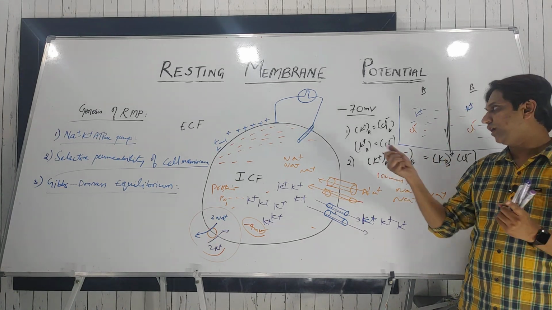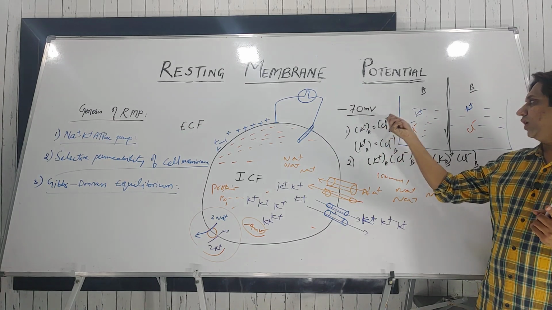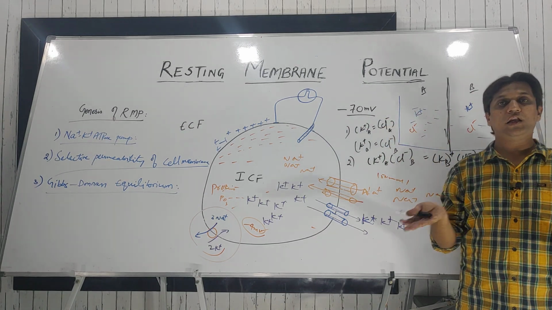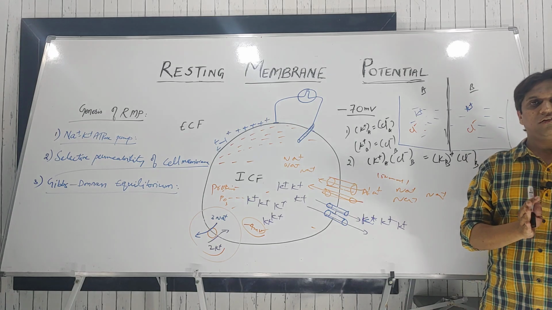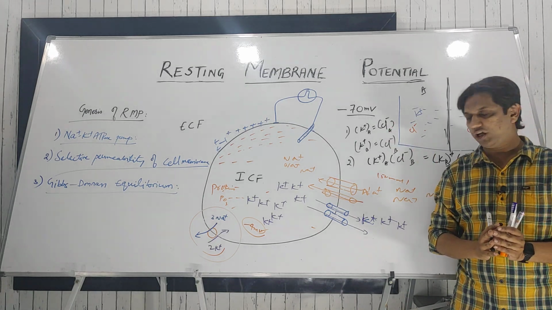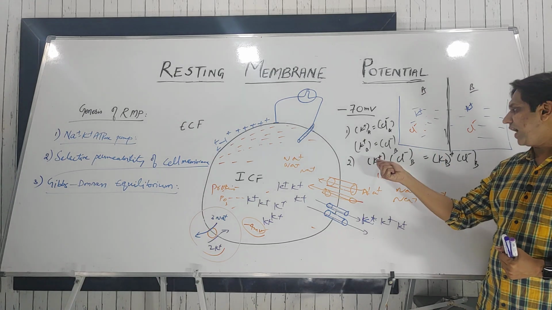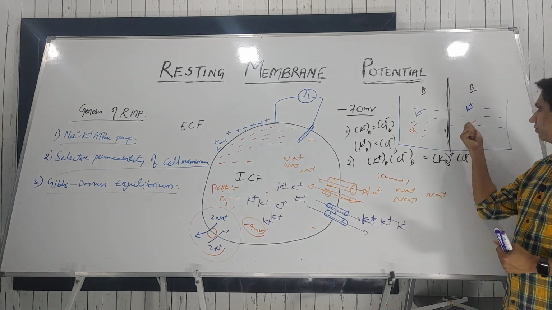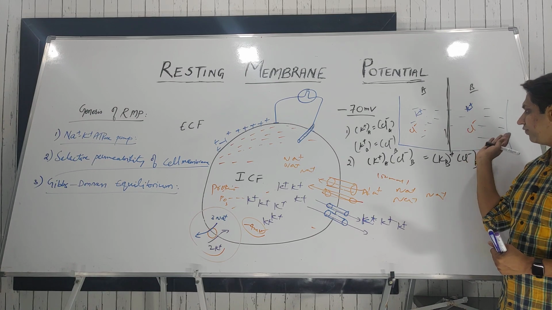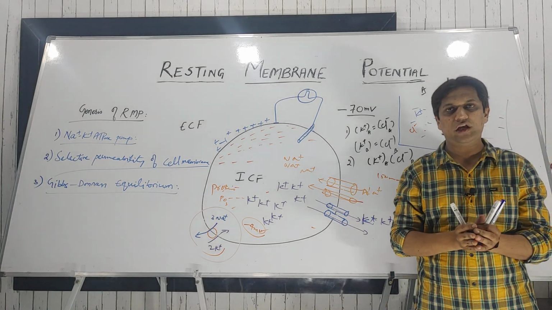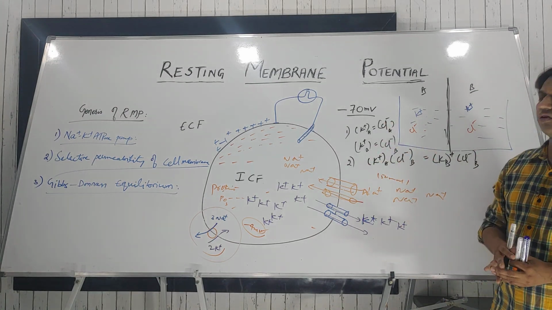It says two things. One is that at equilibrium, the solution will be electrically neutral, that means positive charges will be equal to the negative charges. And the product of diffusible cations and anions will be equal to the product of diffusible cations and anions on the other side of the membrane. Okay, hope the concept is now clear.